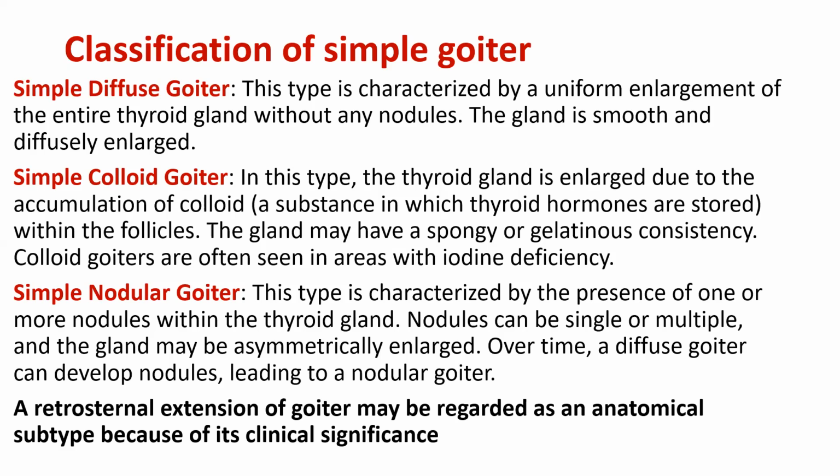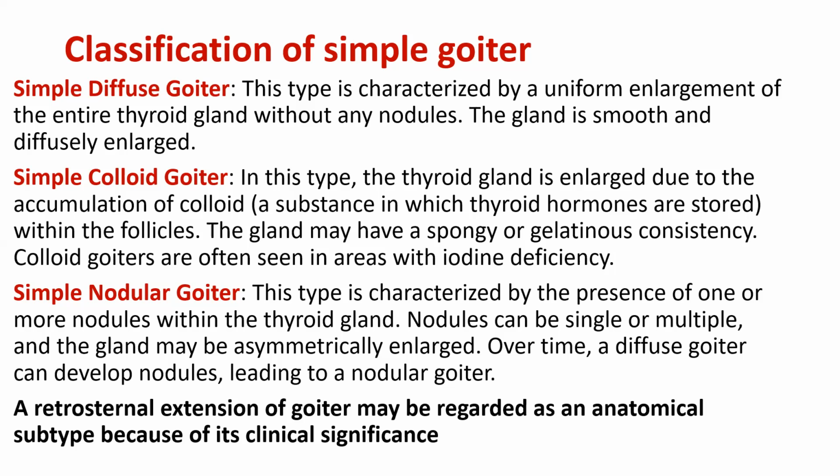That's why we have what is called simple diffuse goiter, which is characterized by the uniform enlargement of the entire thyroid gland without any nodule. You will see the gland is very smooth and diffusely enlarged. There is no nodule in a simple diffuse goiter. Another one is called simple colloid goiter, where you're going to see the gland is enlarged due to the accumulation of colloid. This colloid is a substance which is stored here.